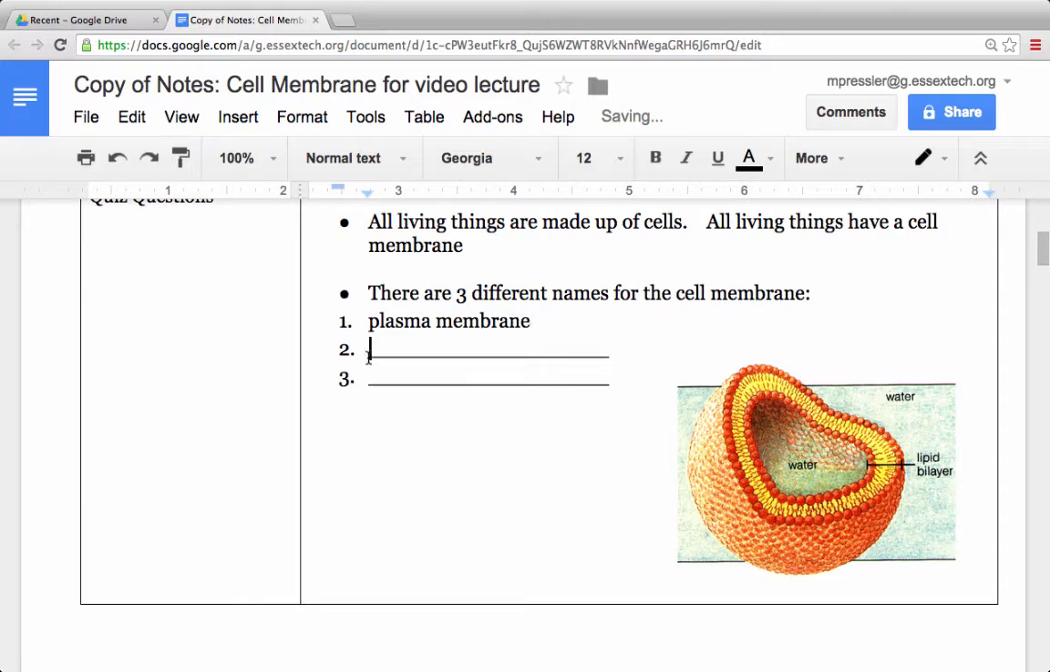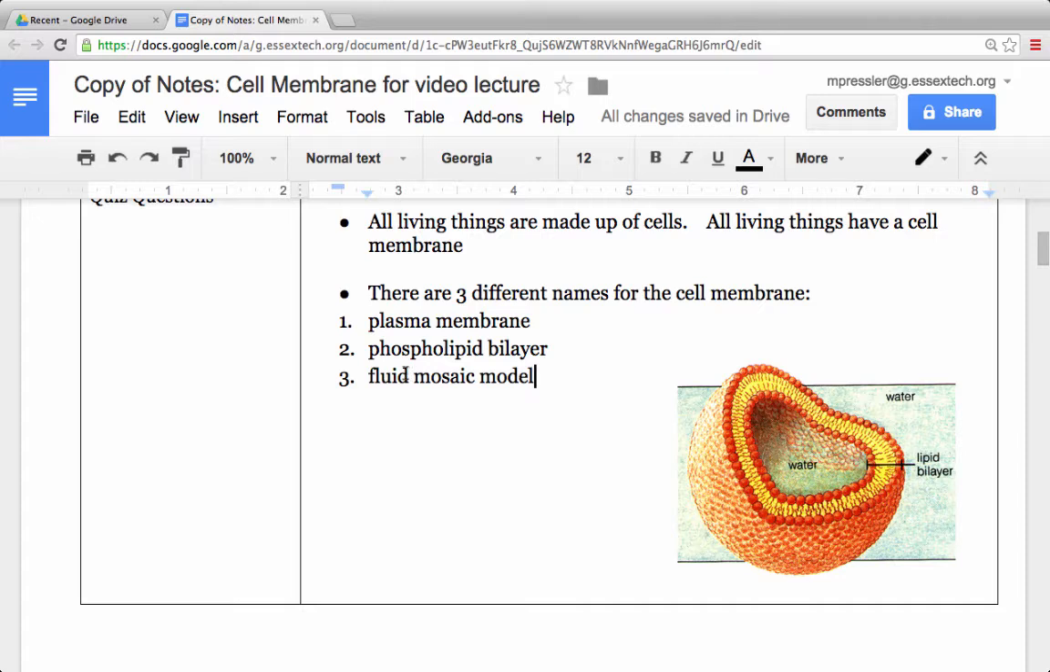The second one is the phospholipid bilayer. And the third one, fluid mosaic model. Okay, this one here, the fluid mosaic model.